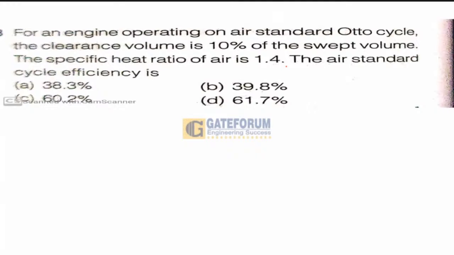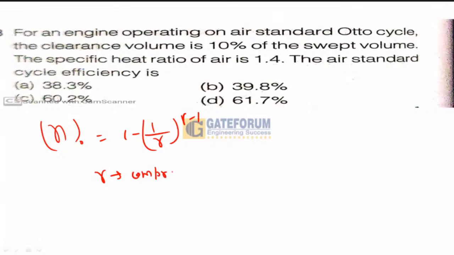So how can you solve this question, my dear friends? In this question, for an engine operating on air standard Otto cycle, the clearance volume is 10% of the swept volume. The specific heat ratio is given and we need the air standard efficiency. I think you can solve this question very easily. So first, you have to calculate the efficiency of the Otto cycle, 1 minus 1 upon r to the power gamma minus 1. In this question, gamma is given. What we have to calculate is r.